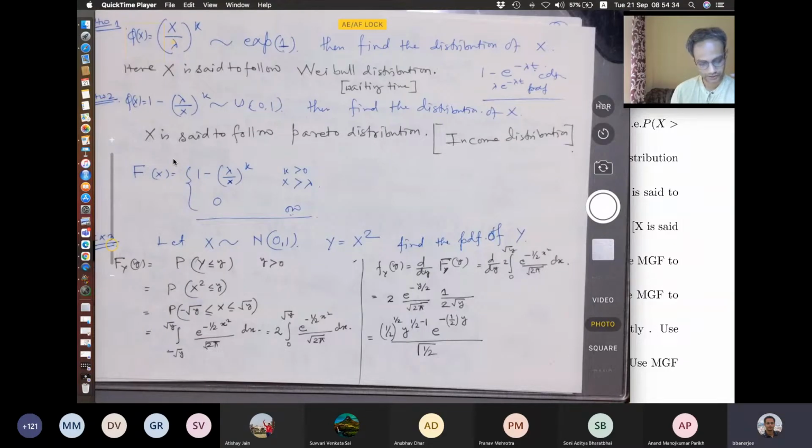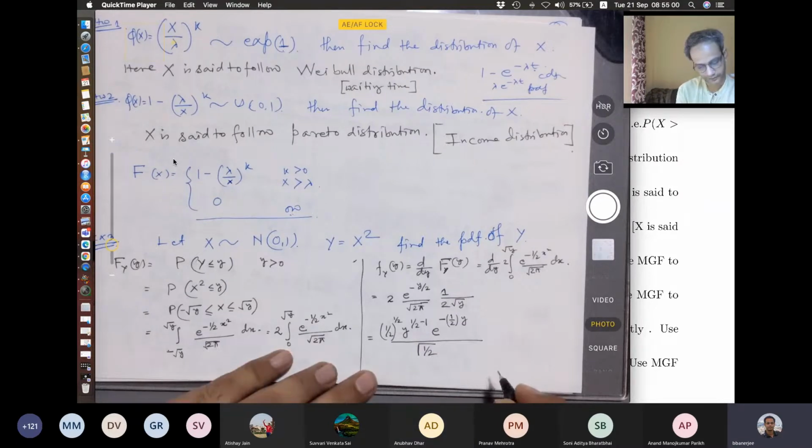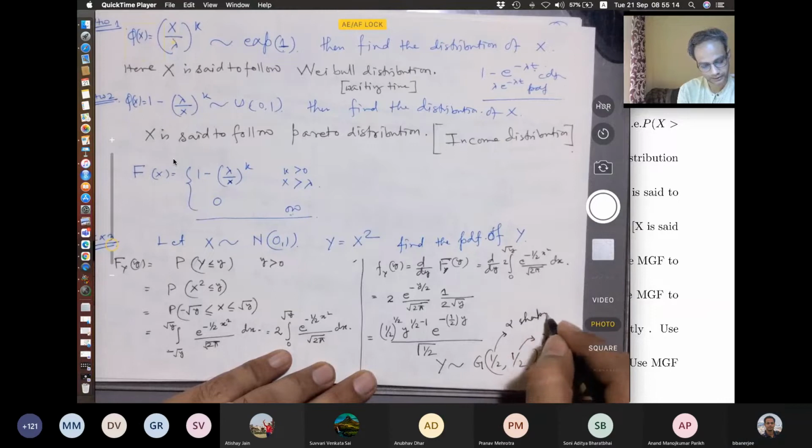Yes, sir. So can you identify the distribution now in terms of gamma? What will be the parameters? Gamma half, comma half, correct. So y is following gamma half, comma half. This half is for alpha, this half is for lambda. This is shape and this is rate.